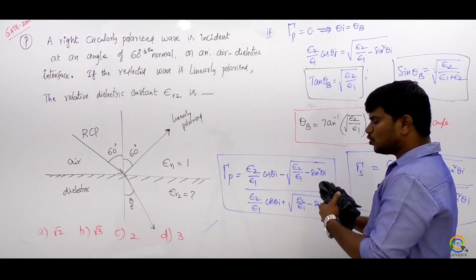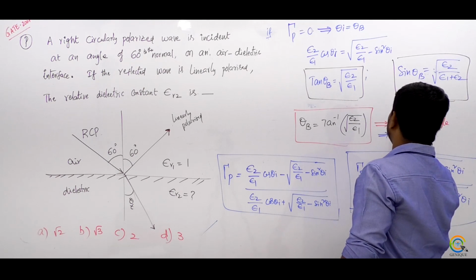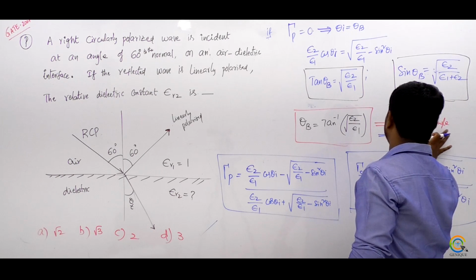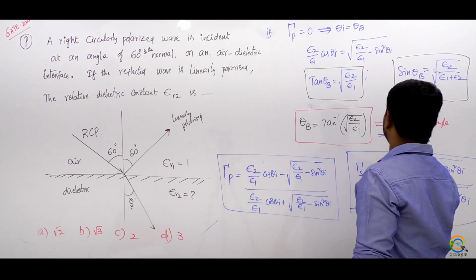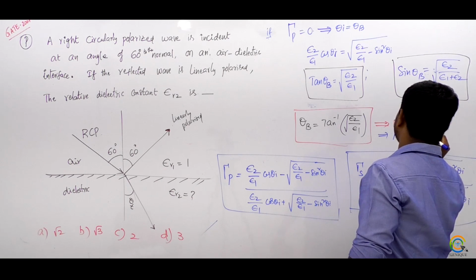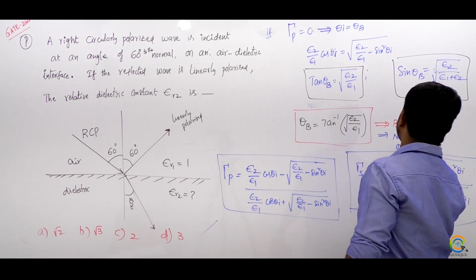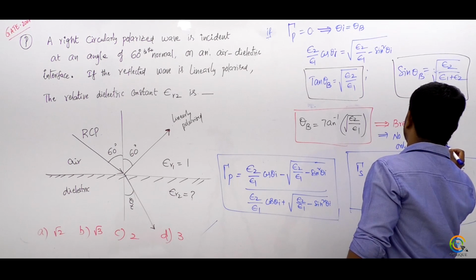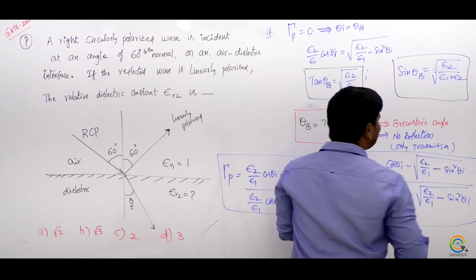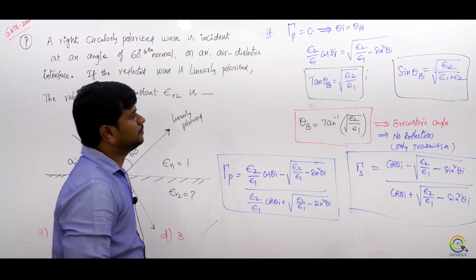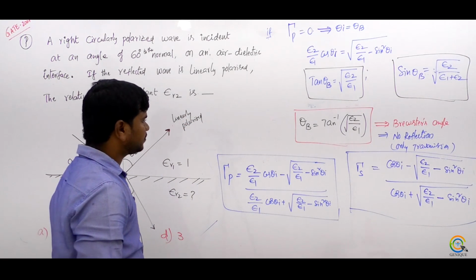Okay, at Brewster's angle, no reflection, only transmission takes place. Which wave? Only the p polarized wave will be transmitted. There is no reflection. Okay.